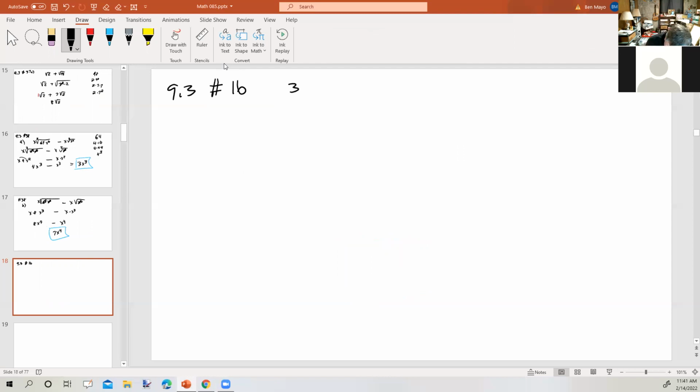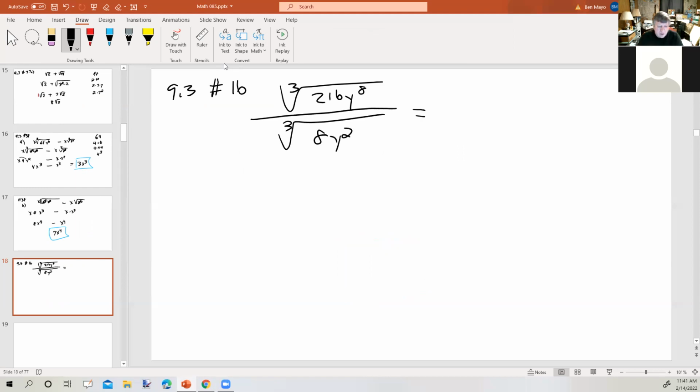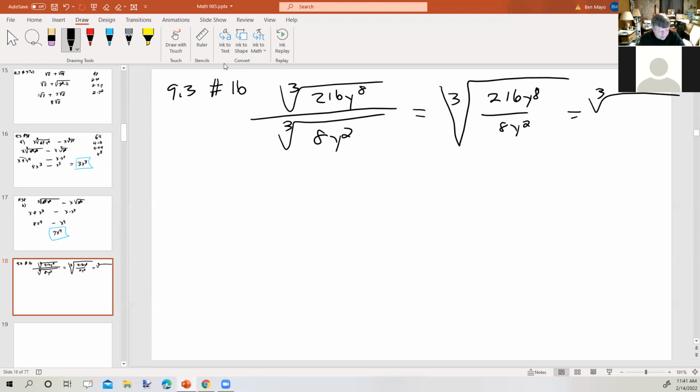And we have the cube root of 216y to the 8th divided by the cube root of 8y squared. So we have a fraction and both radicals have the same index. So I could rewrite them as a single radical with a fraction inside, 216y to the 8th over 8y squared, which would be the cube root of, if we take 216 divided by 8, we get 27. And y to the 8th over y squared would be y to the 6th.